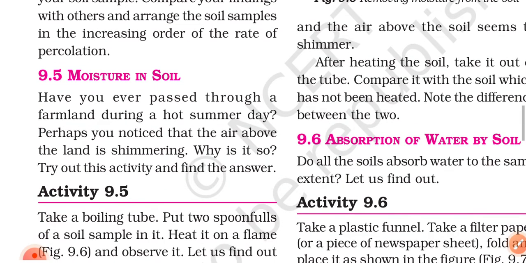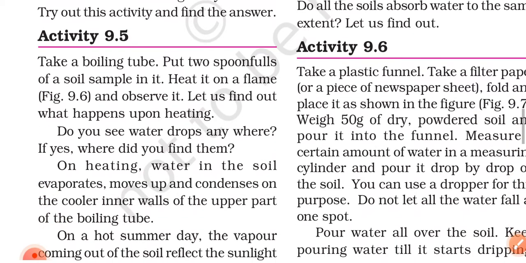9.5. Moisture in soil. Have you ever passed through a farmland during a hot summer day? Perhaps you noticed that the air above the land is simmering. Why is it so? Try out the activity and find the answer. Activity 9.5. Take a boiling tube, put 2 spoonfuls of a soil sample in it. Heat it on a flame, figure 9.6, and observe it. Let us find out what happened upon heating.